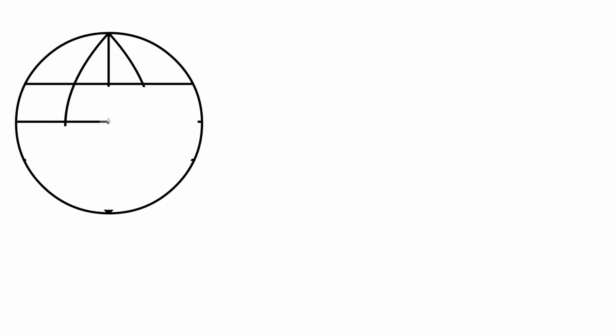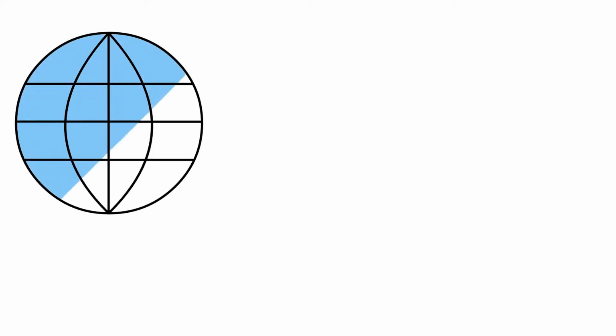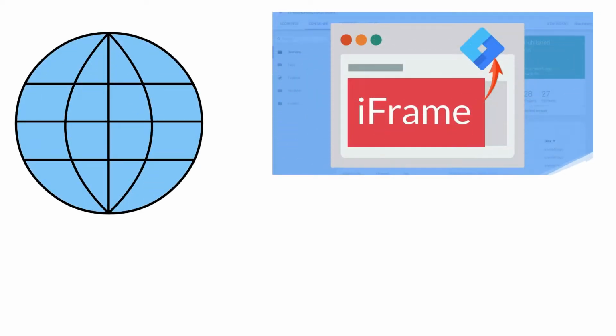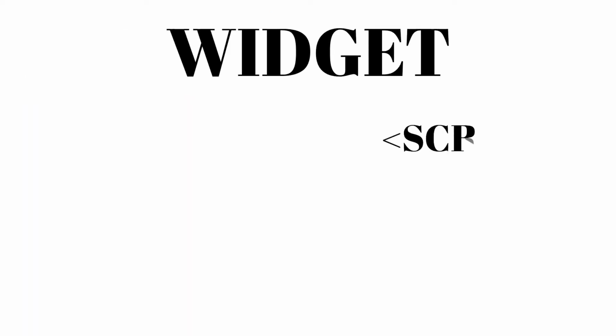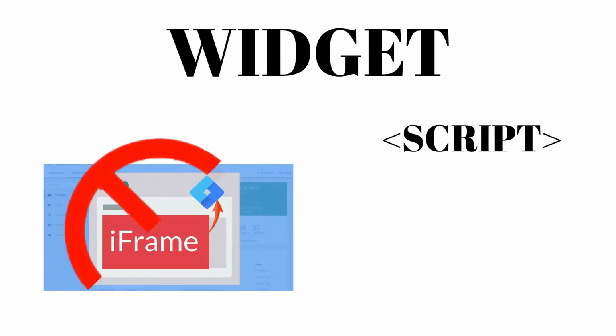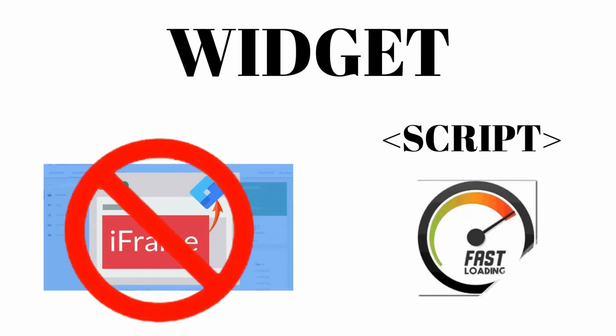The like box widgets which are available on internet are based on iframe, which does not have any responsive features, and also they load very slowly. But the widget which we are going to share with you in this video is based on pure script and it doesn't require any iframe, which makes it unique and fast loading.